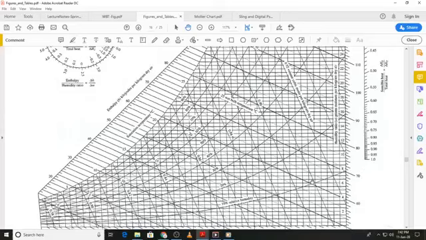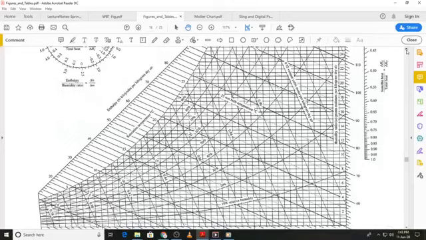Other than that, we have the usual properties that we had looked at. That means the relative humidity, constant relative humidity lines are there. The dotted lines are the constant wet bulb temperature lines. Then these lines are the constant specific volume lines, the constant specific enthalpy lines, and the scale from which you can read the enthalpy. So all these constant property lines are clearly identified on the psychrometric chart.